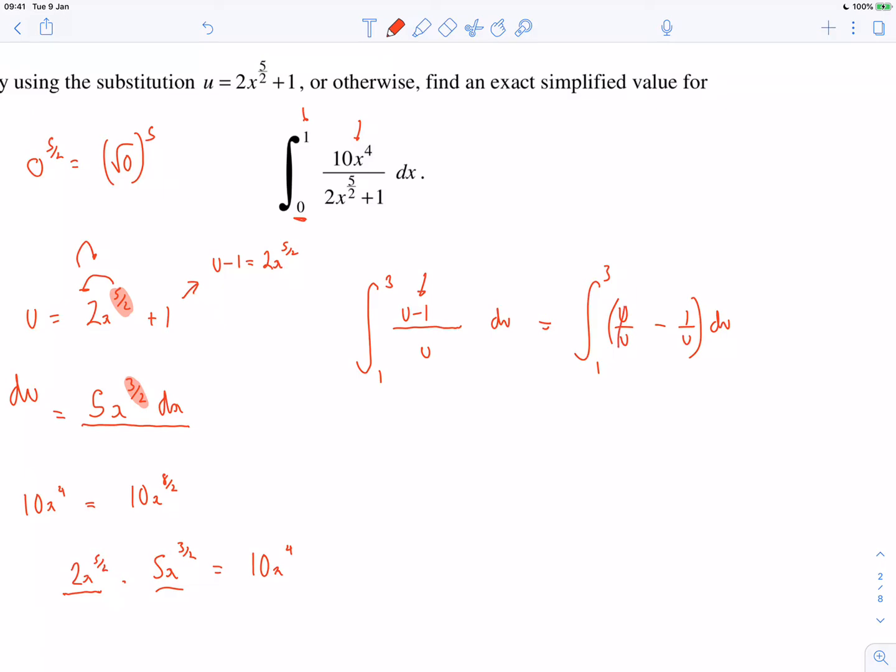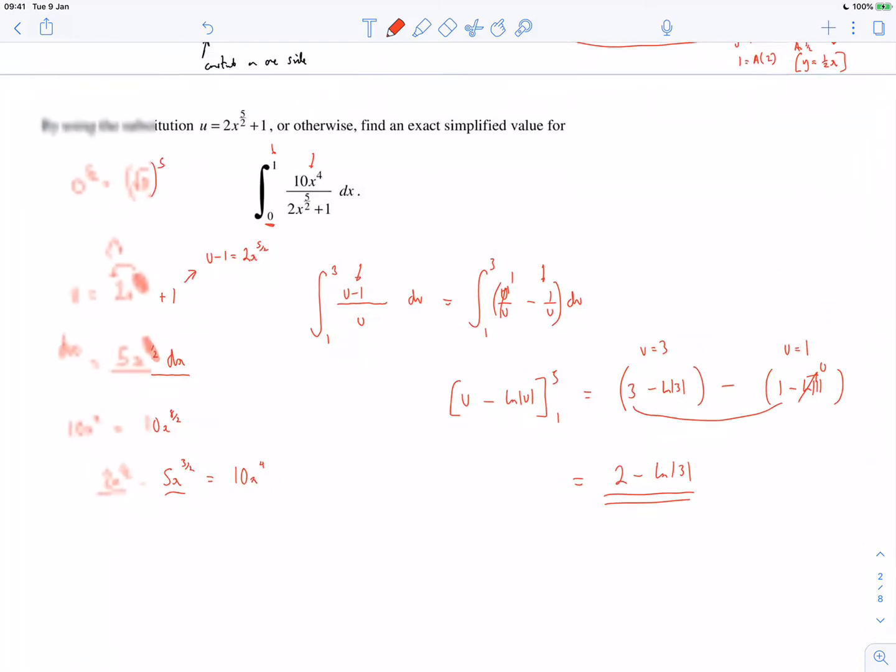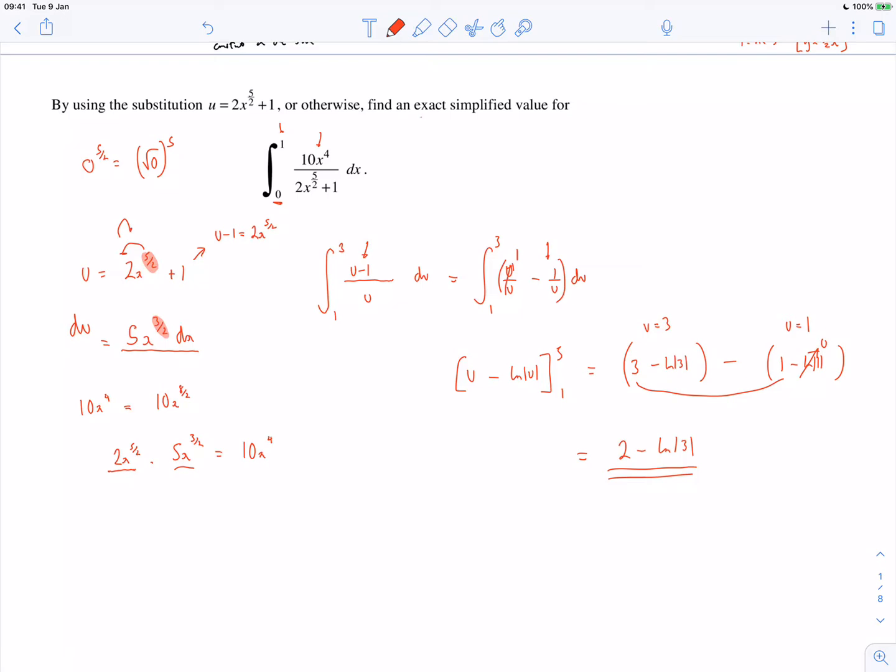And clearly u over u is just 1, so when I integrate 1 that's just u, and when I integrate 1 over u that's just going to be ln of the mod of u. And now I just evaluate this between 3 and 1. So brackets minus brackets. This is when u is 3, this is when u is 1. So when u is 3, I'm going to have a 3 there, minus ln of mod 3, minus, and then when u is 1, I'm going to have 1 minus ln mod of 1. Well, ln of 1 is just 0, and 3 minus 1 is 2, so it's just going to be 2 minus ln 3. So that's my final answer for this question. And it wants it as an exact simplified value, and you can't simplify 2 minus ln 3 any further.